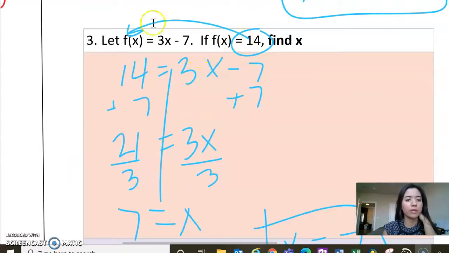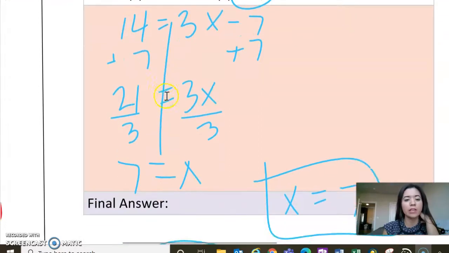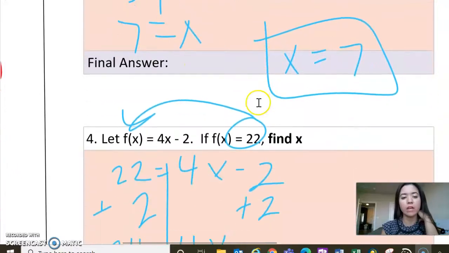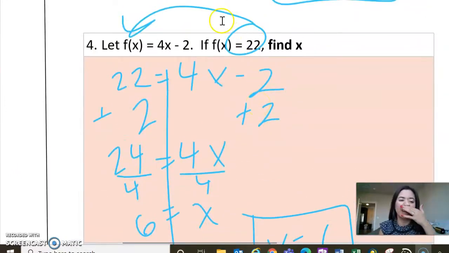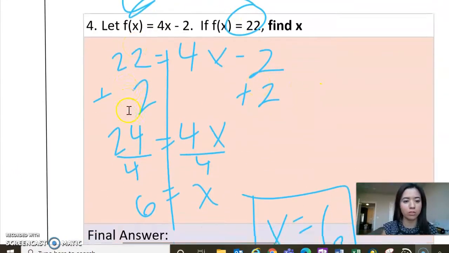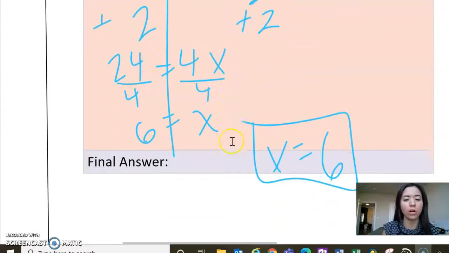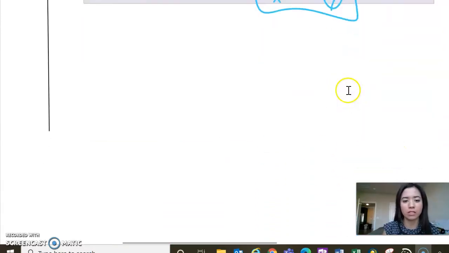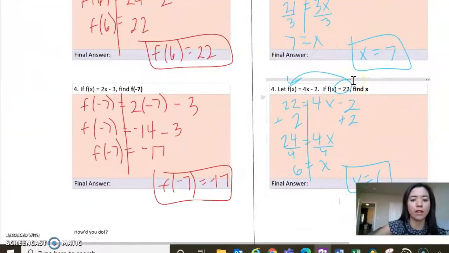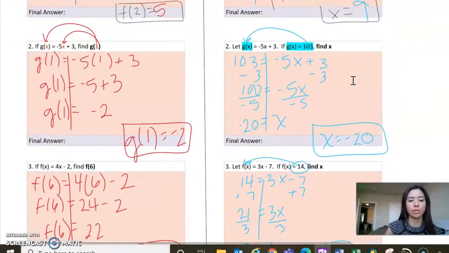Next one, we plugged in 14 for the output. Add 7 to both sides. Then we have 3x is 21. Divide both by 3 and we get 7. And then lastly, plug in 22 for the output. Add 2 to both sides. Divide by 4 and we get x equals 6. Make sure you check your answers. You have them all complete.